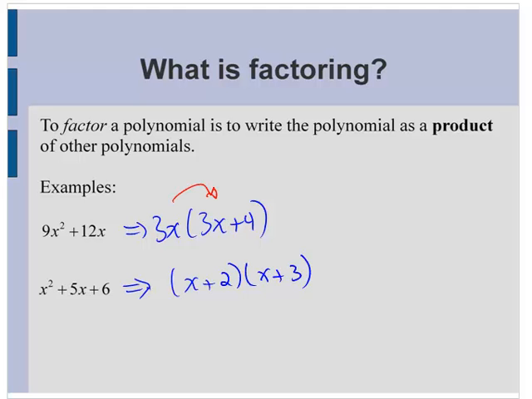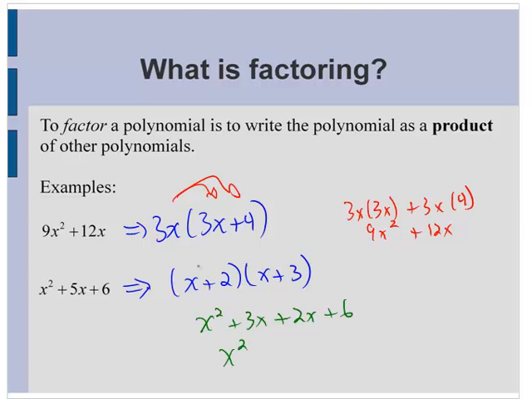If we use the distributive property, 3x times 3x plus 3x times 4 certainly does give us 9x squared plus 12x. And similarly here, if we use that FOIL idea, x by x is x squared, x by 3 is 3x, 2 by x is 2x, and 2 by 3 is 6, and the middle terms combine, giving x squared plus 5x plus 6. So these are the polynomials in factored form.